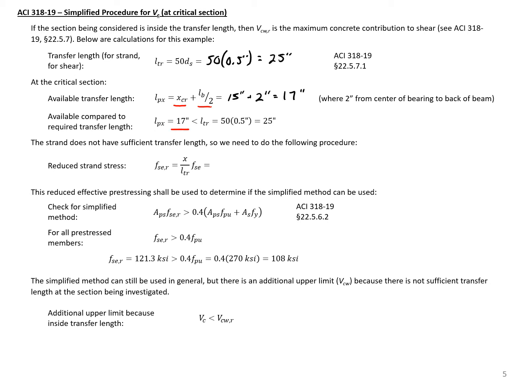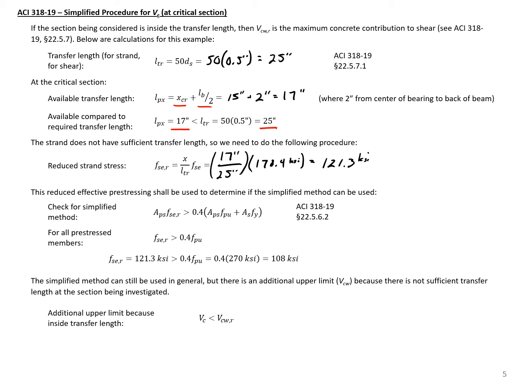We can compare our available transfer length, 17 inches, to our required transfer length, 25 inches. We see that we don't have enough length to transfer the stress from the strand to the concrete. So our strand stress is going to be less than the effective stress. So we need to do 17 divided by 25 times F sub SE, 178.4, our strand stress after all pre-stress losses, which will give us a strand stress here of 121.3.